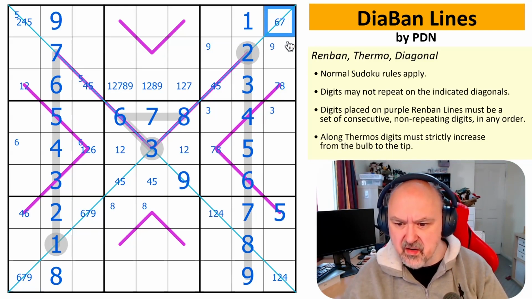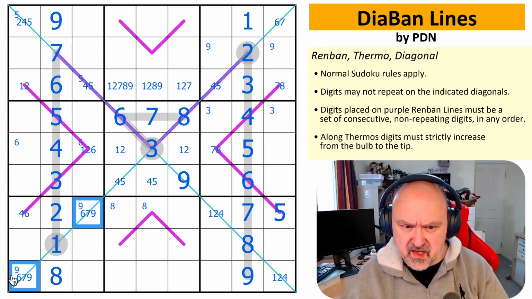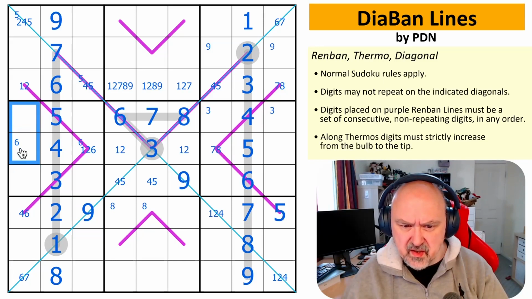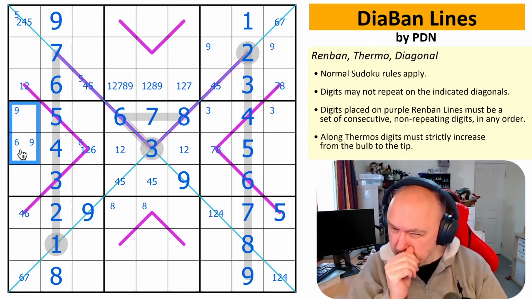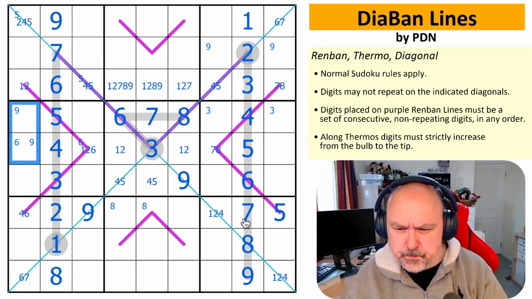That can't be 9. So 9 is down here. That's not 7. That's not 9. This is 9. Which puts 9 in one of those two. Definitely having trouble scanning this.